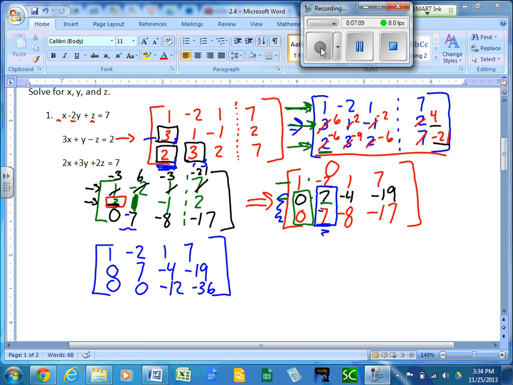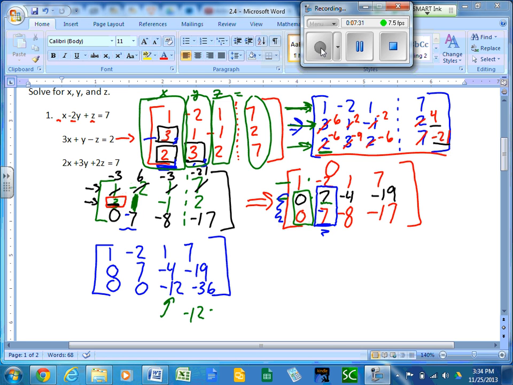So now what I've accomplished, if you remember way back to the start, these first columns were all my x values. These are all the coefficients for my y values. These are all my z's in this term, x, y, and z. And these are all after my equal sign. So what this is telling us is we have negative 12z equals negative 36. So we know how to solve that. We divide by negative 12, divide by negative 12, and z equals 3.